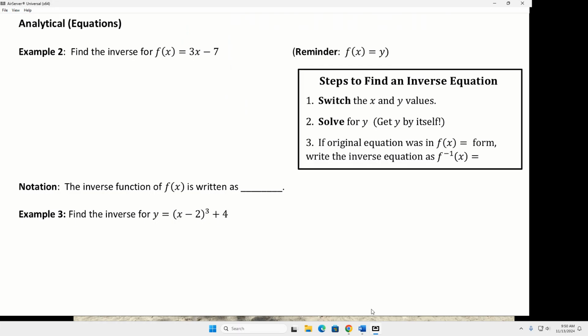And so in this case, we don't see y, but y is f of x. So we're going to make that x and make your x y. And then you're going to solve for y, which this is where sometimes it's difficult, sometimes it's super easy. This one is pretty easy. There's just a 2-step process to solve it for y. So first you would add that 7, and then you would divide by 3.